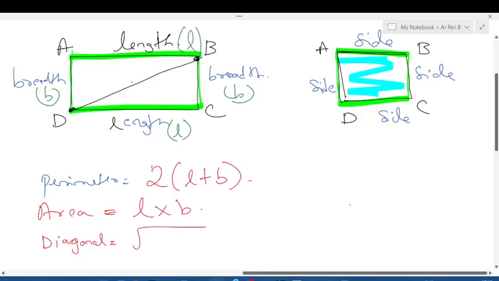Yes, we don't call it a side. Remember, we don't call that a side. That is a diagonal. A to C is also a diagonal. So total how many diagonals are there? Two diagonals. The formula is the square root of L square plus B square. This is the formula for the diagonal of a rectangle.